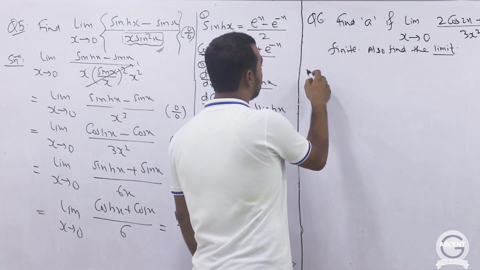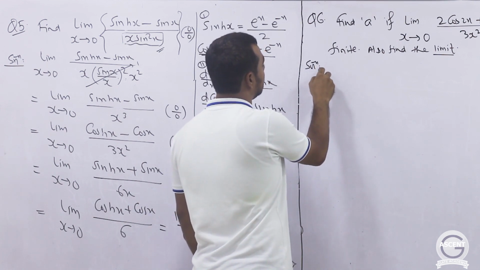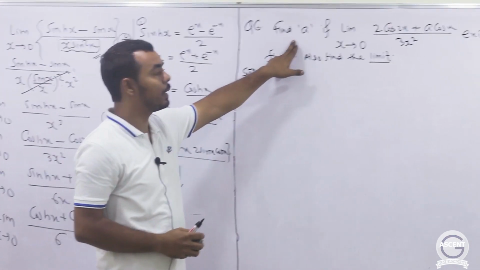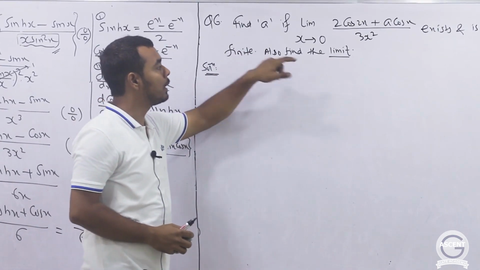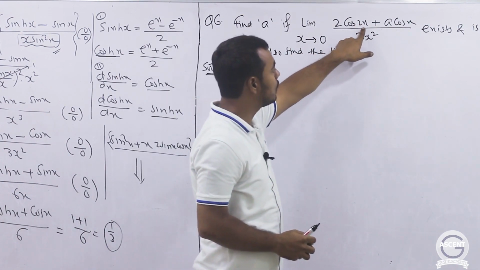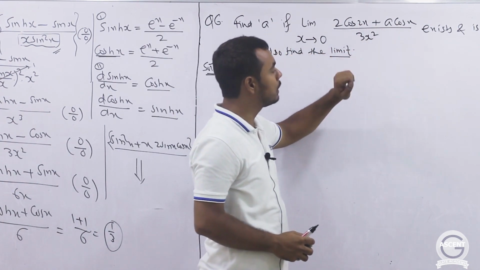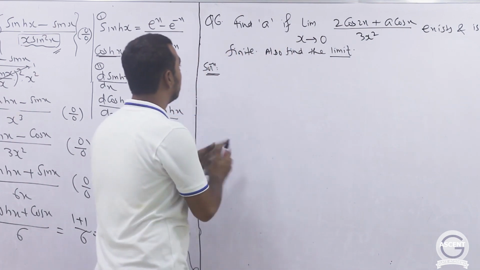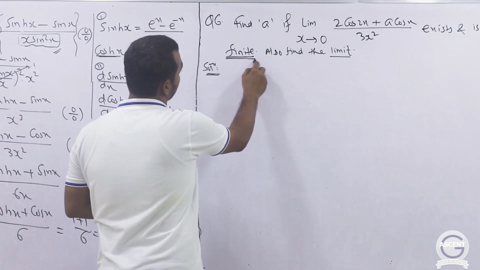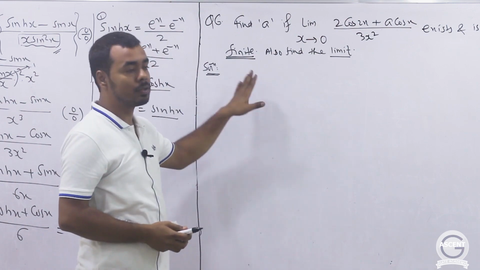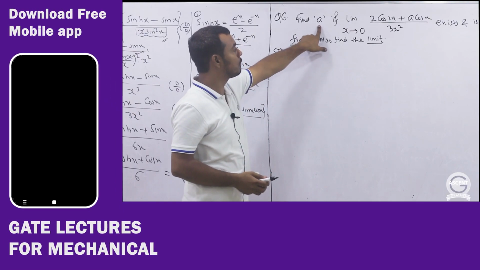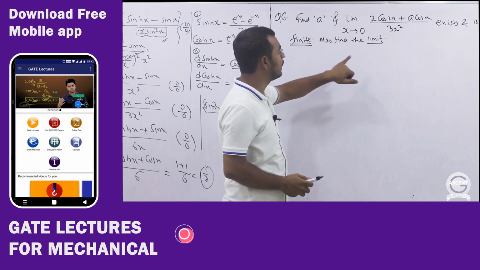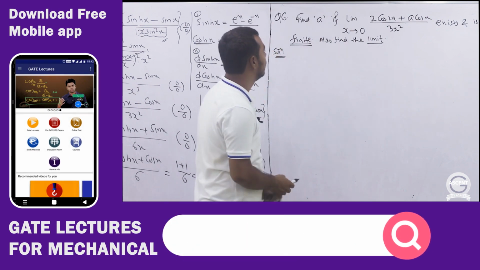So the next question is also a very good problem. The question is, find the value of a if limit x tending to 0 of (2 cos 2x plus a cos x) by 3x squared exists and is finite. Now this is a very important term. The value of this limit is finite, then we have to find the value of a, and the second part of the problem is, once you have calculated a, find the value of the limit also.